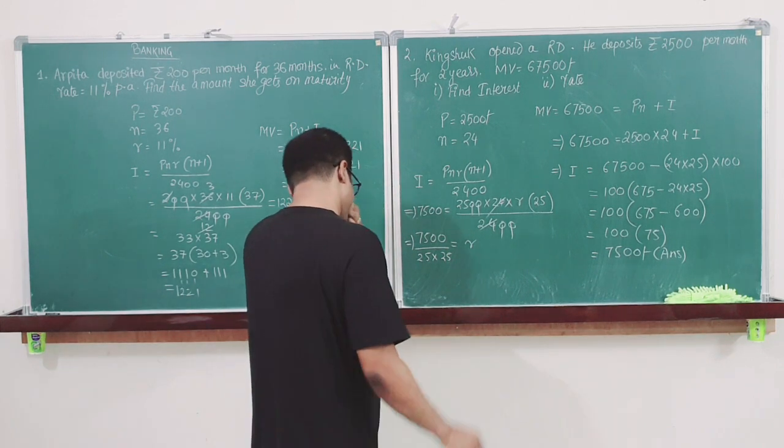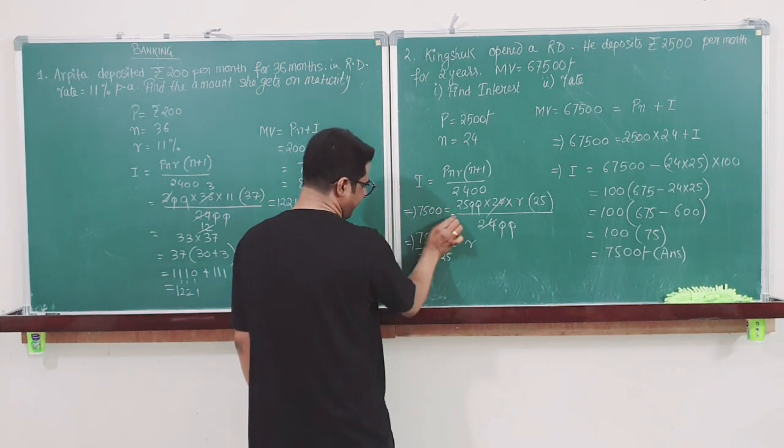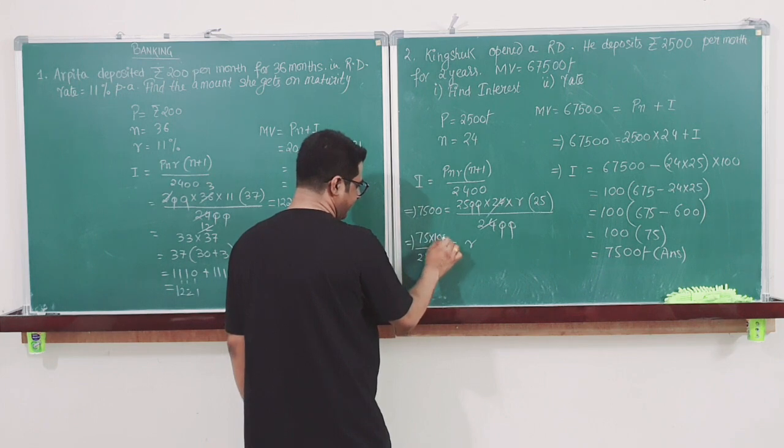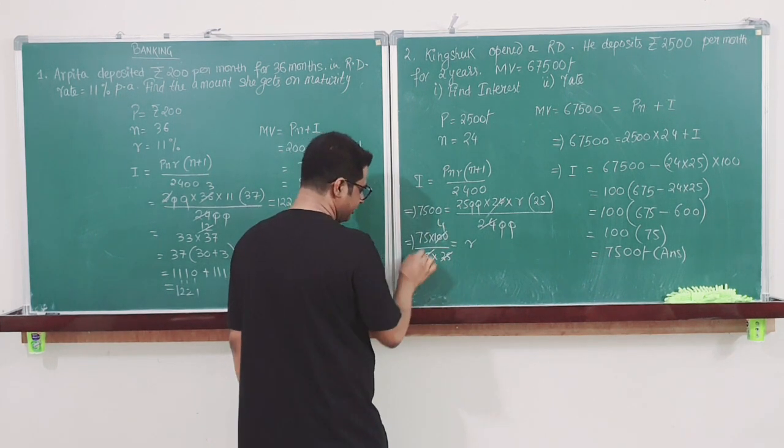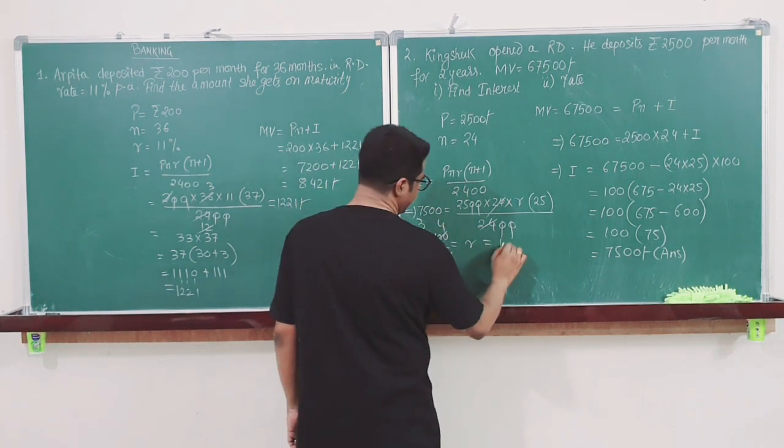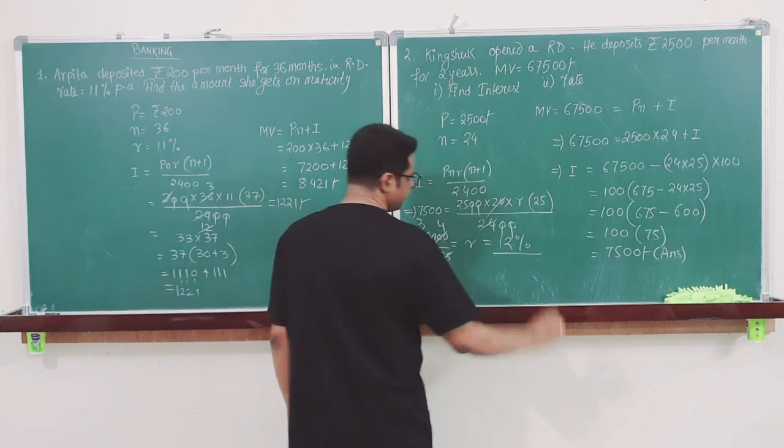Now this 7,500 I can write like this: 75 into 100, cancels out 4, cancels out 3, so rate will come out to be 12%. Okay.